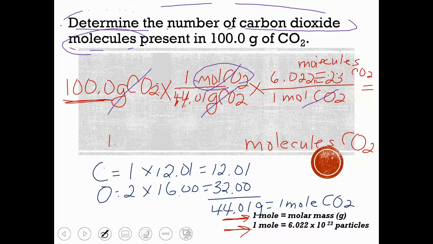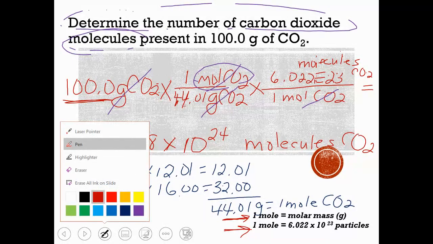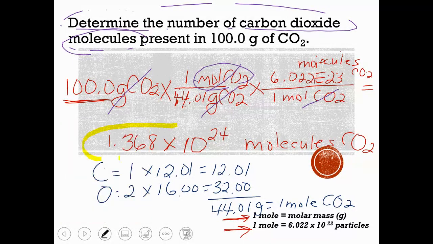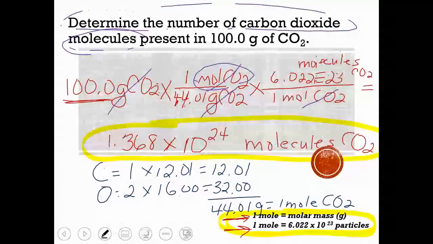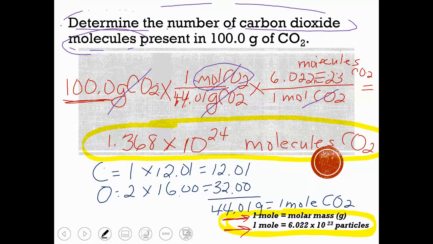And so my final answer is 1.368 times 10 to the 24th, which of course you could write with the E as well, molecules of carbon dioxide. So in every problem that you do, you are using these 2 relationships right here and just setting them up so that the labels divide out and you're working towards the label that's being requested in the answer.